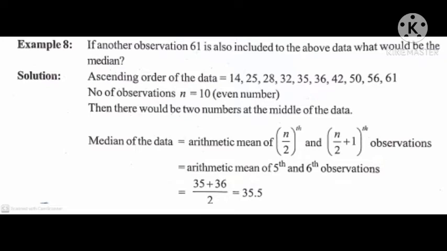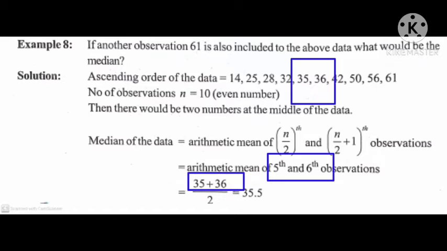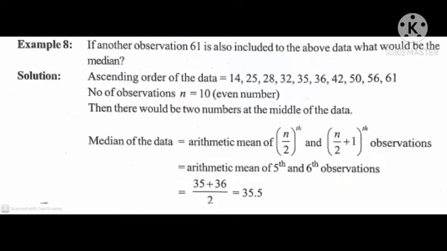Then there would be two numbers at the middle of the data. Therefore, the median of the data is equal to the arithmetic mean of the n by 2 and n by 2 plus 1 observations. Here n means substitute the value 10. 10 by 2 means 5 and 10 by 2 plus 1 means 5 plus 1, that is the 6th observation. That means we have to find the arithmetic mean of the 5th and 6th observations, that is 35 plus 36 by 2. After addition and simplification we get 35.5.